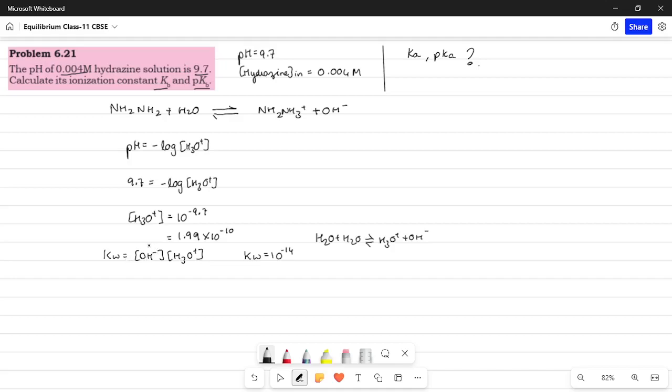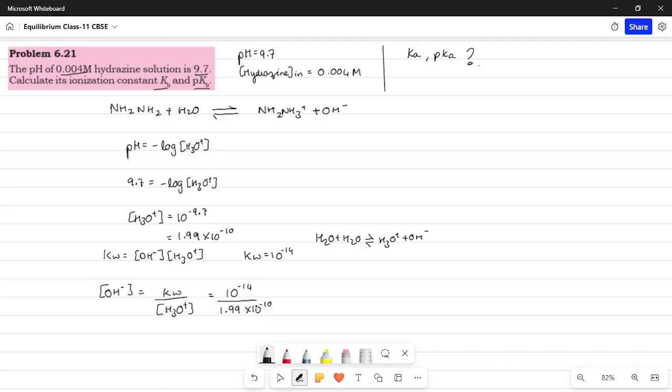So what we are going to be calculating is the concentration of OH minus. So the concentration of OH minus is equal to Kw divided by the concentration of H3O plus. The value of Kw is 10 to the power minus 14, and the concentration of H3O plus is 1.99 into 10 to the power minus 10.